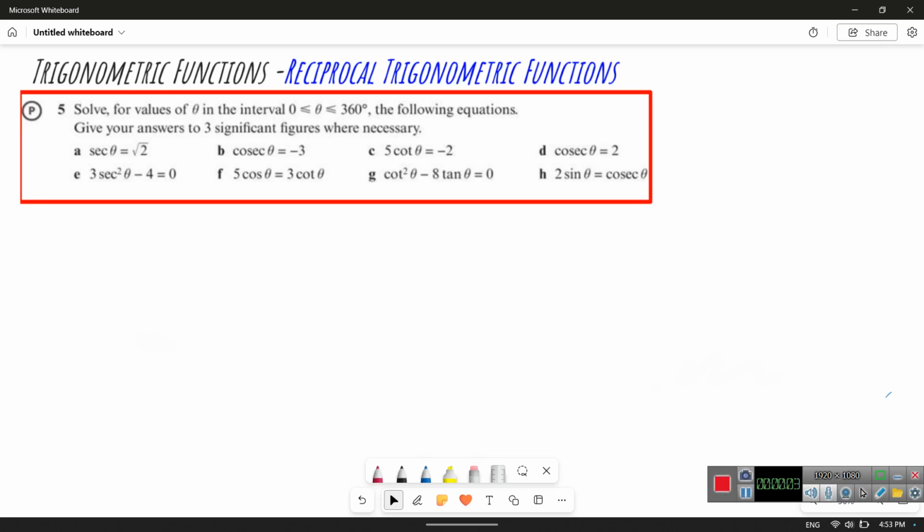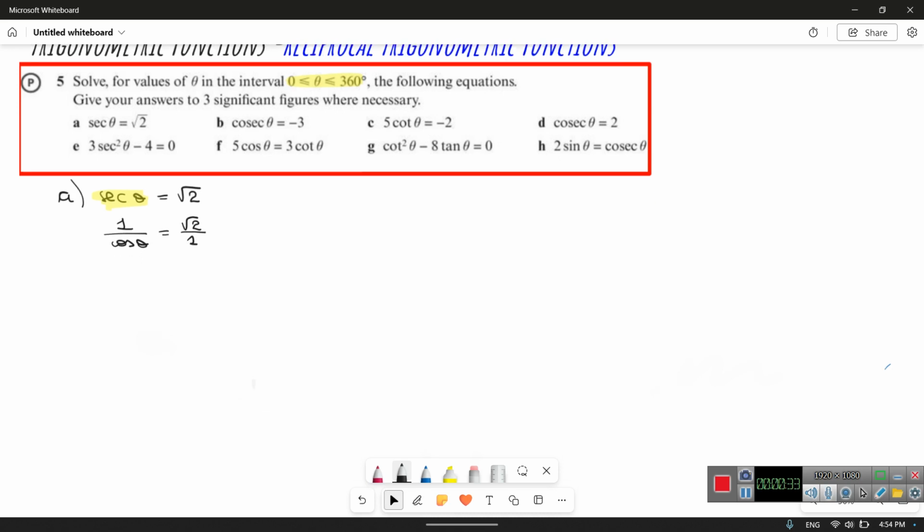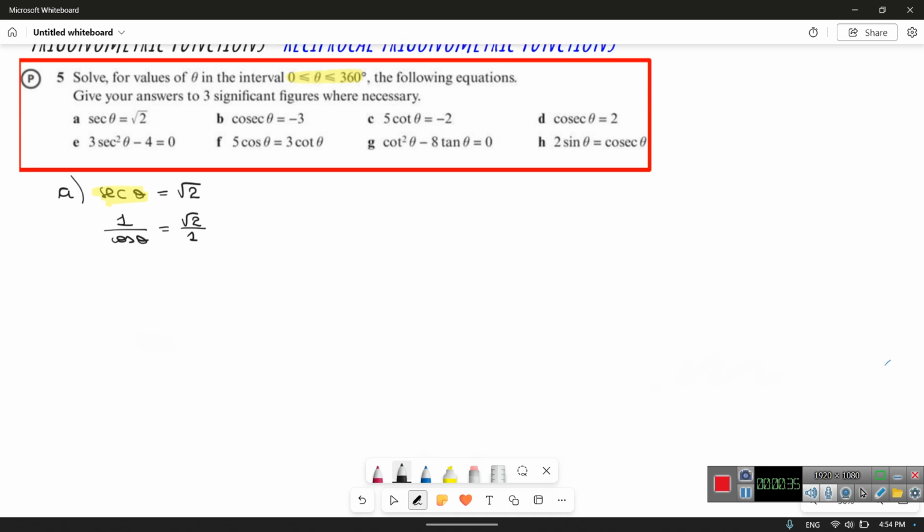6C, question 5. Starting with the first question, we have sec theta is equal to √2. We want to solve this equation in degrees, between 0 and 360 degrees. So if I rewrite sec theta as 1 over cos theta is equal to √2, I can put this √2 over 1. If I do a cross multiplication, I can rewrite this as cos theta equals 1 over √2.